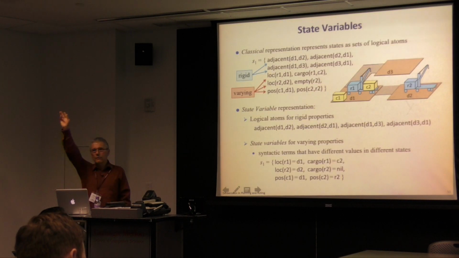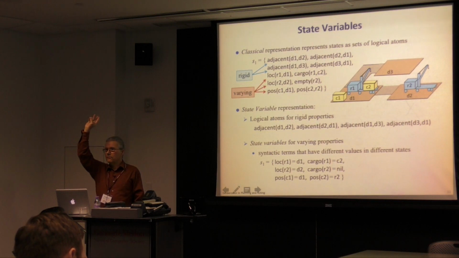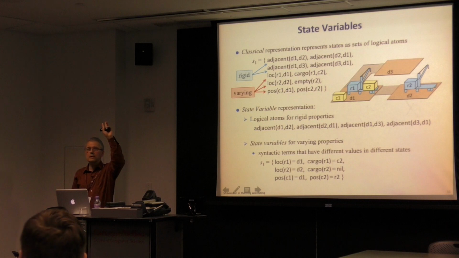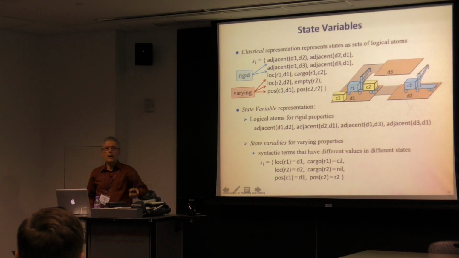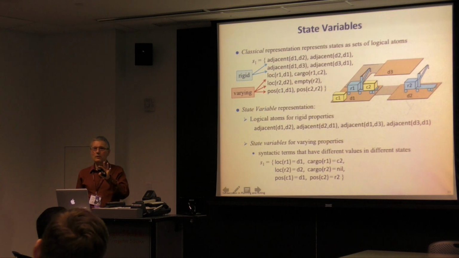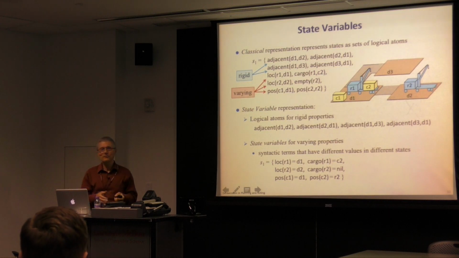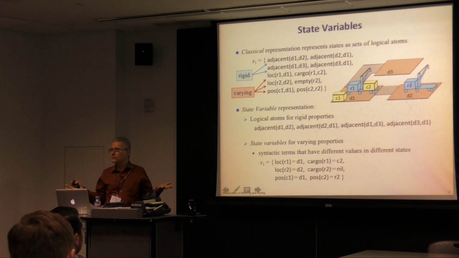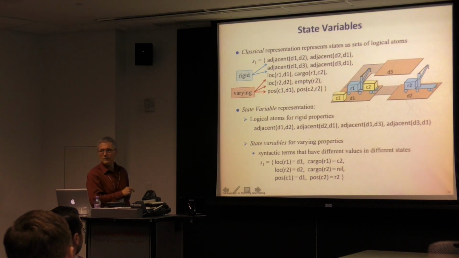So, how many of you are familiar with state variable representation? How many of you are not? Okay. I'll go through a quick review, which will hopefully be enough to bring everybody up to speed without boring the rest of you. What most of you are probably familiar with is classical representation, in which you represent states as sets of logical assertions, logical atoms that look like these.